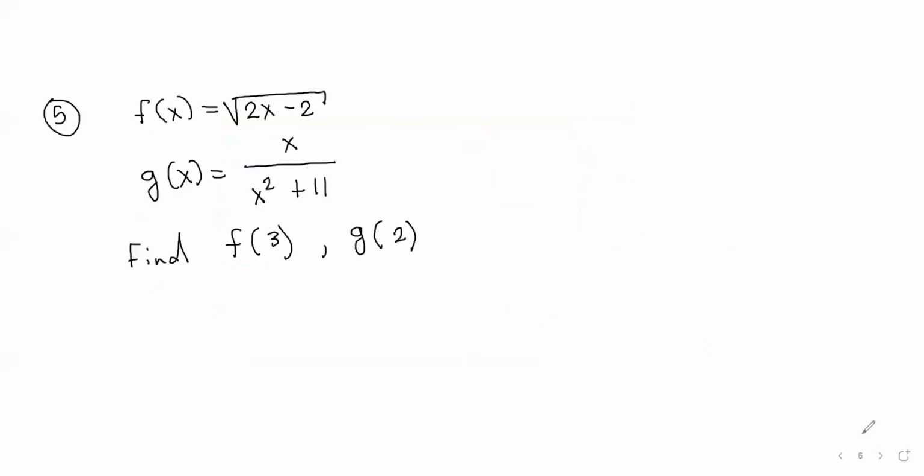So let's continue. I picked one more example here to do, and this is how to evaluate a function. So we're given the equations. f of x is the square root of 2x minus 2, and g of x is equal to x over x squared plus 11. And we want to find the values f of 3 and g of 2. So let's look at f of 3 first. How do we find f of 3? You look at the equation for f of x, and every time you see the x, you replace it with the 3.